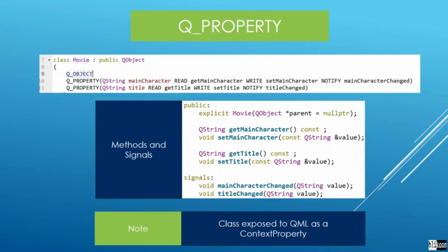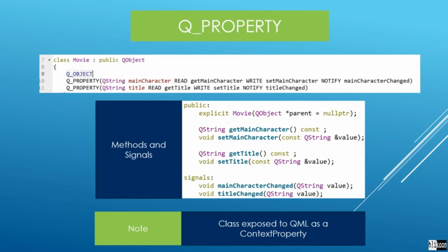To put things in context, let's talk about the problem that we are trying to solve here. Let's say we have a movie class and it has two fields. One is the main character, which is a string, and the other is a title for the movie, which is a string also. We want to expose these pieces of data in our movie class to QML and make the changes flow automatically. So if we change the main character in C++, QML is going to know automatically, and if we happen to change the same data in QML, C++ is going to know automatically.